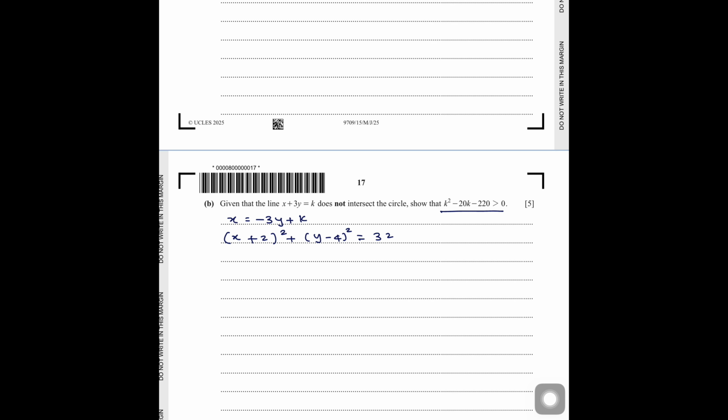So (negative 3y plus k plus 2) squared plus (y minus 4) squared equals 32. So I'm just multiplying it out. I'm taking this as a and this as b, (a plus b) squared is a squared plus 2ab plus b squared. So 9y squared, 2 times negative 3y times (k plus 2), plus (k plus 2) squared, y squared minus 8y plus 16 equals 32.